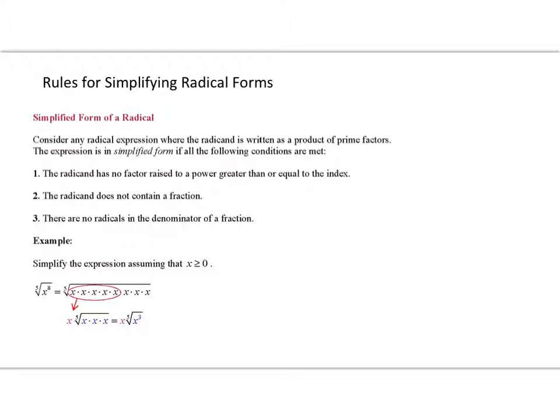The rules for simplifying radical forms are the following. Consider any radical expression where the radicand is written as a product of prime factors. The expression is in simplified form if all of the following conditions are met. One, the radicand has no factor raised to a power greater than or equal to the index. Two, the radicand does not contain a fraction. Three, there are no radicals in the denominator of a fraction.